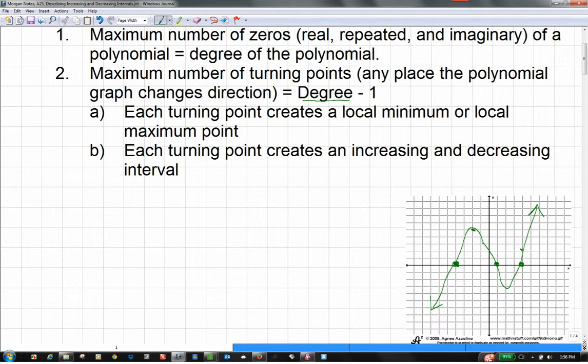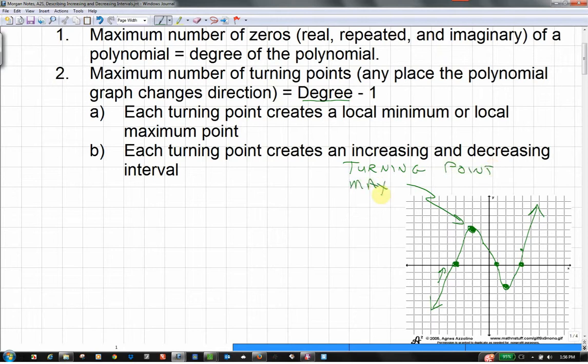A turning point is where a curve goes from increasing to decreasing. And every time that happens, it creates what's called a local minimum and a local maximum. So you can see right here, I'm going upward. If I go this direction, I'm going up. Then I hit some peak, and then I start going back down. So this point right here would be a turning point, because I'm changing directions, and each turning point is either going to be a minimum or a maximum. In this case, it's a maximum.